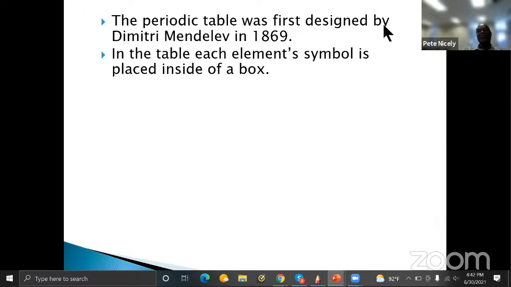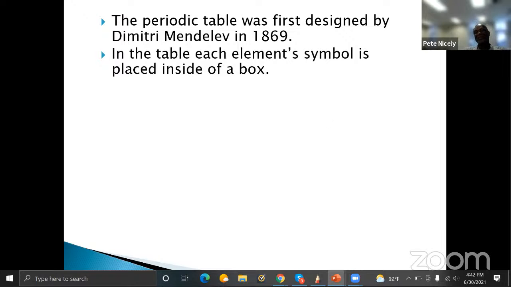The periodic table was first designed by a Russian chemist by the name of Mendeleev. One account that I've read about the way he went about designing his version of the periodic table was that he was writing a textbook, and the textbook was supposed to be something descriptive about the elements that were known at the time.